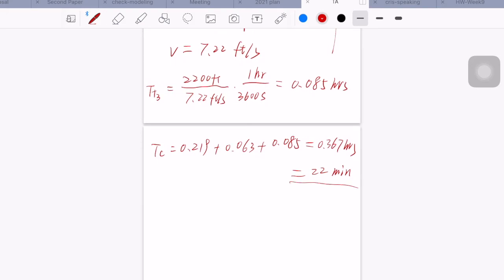And now we can determine the percent due to overland flow, which should be equal to 0.219 hours divided by the total 0.367 hours. So the value is 16%. So we finished this problem.